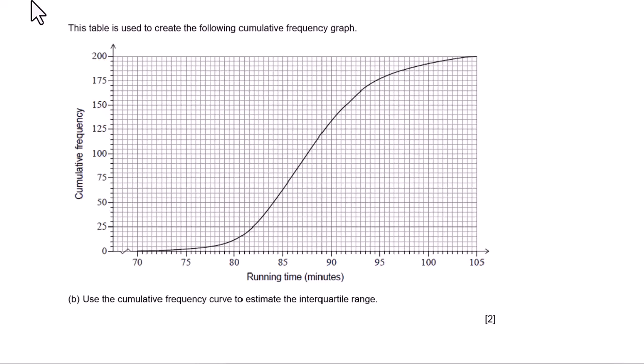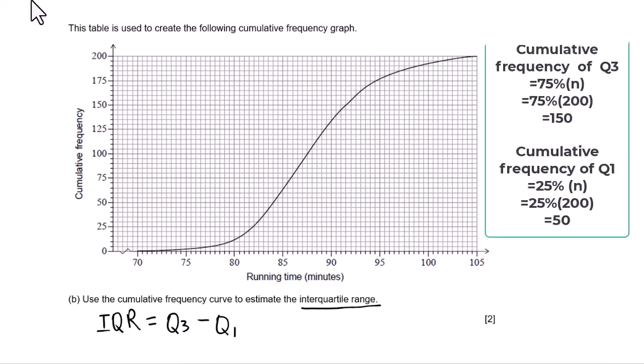This table is used to create the following cumulative frequency graph. Use the cumulative frequency curve to estimate the interquartile range. Interquartile range IQR equals Q3 minus Q1. Q3 is 75%. So 75% times cumulative frequency total 200 equals 150. Get 150, then going down.